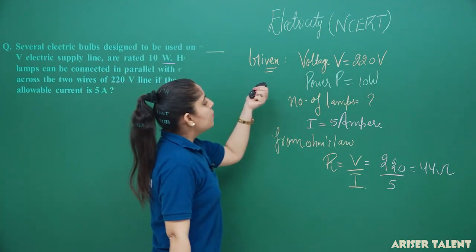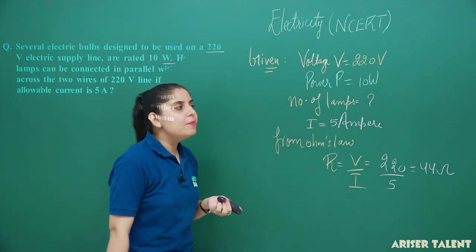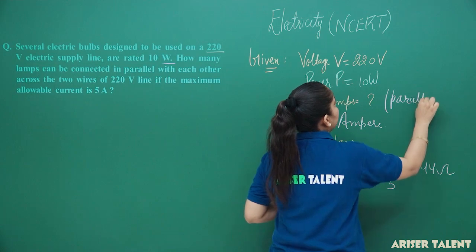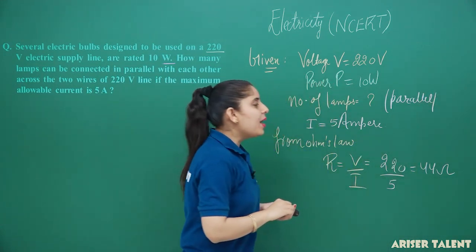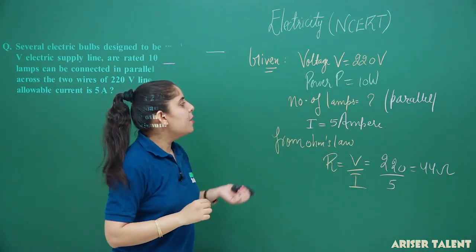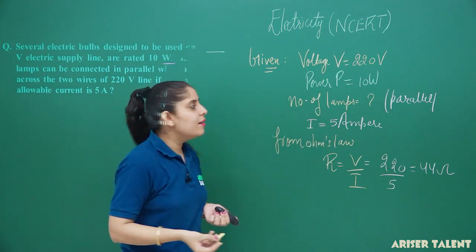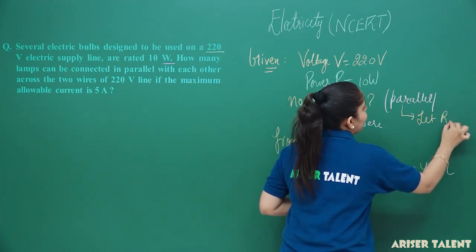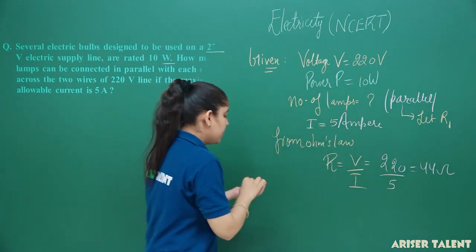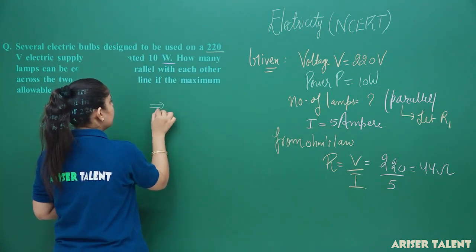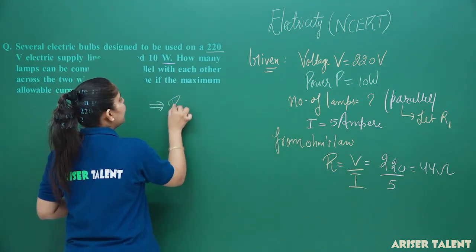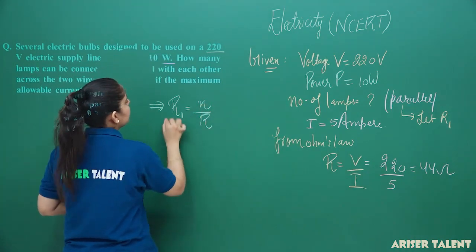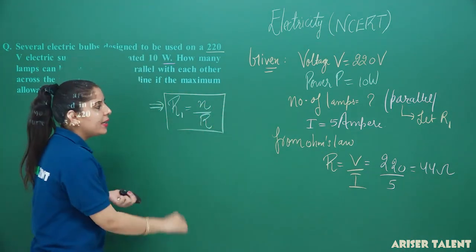Now, we have to calculate the number of lamps, and you also have to know that these lamps are connected in parallel. So if I assume that the lamps connected in parallel each have a resistance R1, let R1 be the resistance of one lamp. If they are connected in parallel, then the combined resistance is R1 upon N. This is how we obtain the number of lamps.